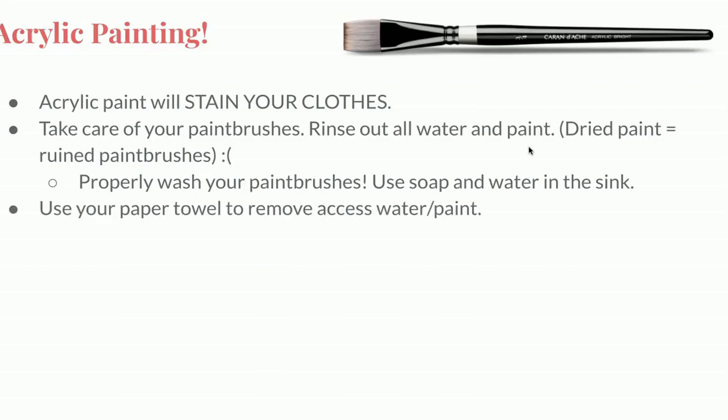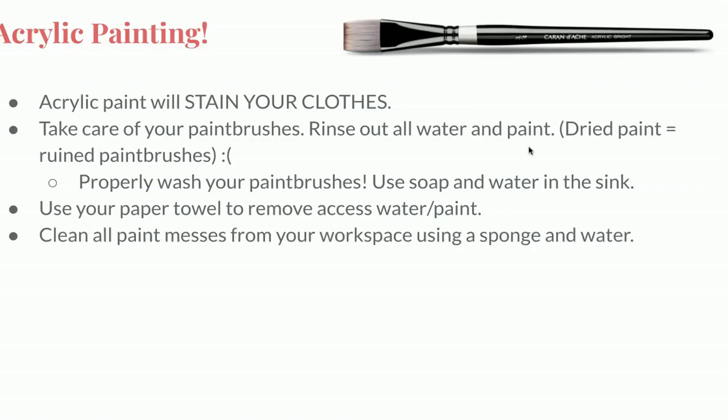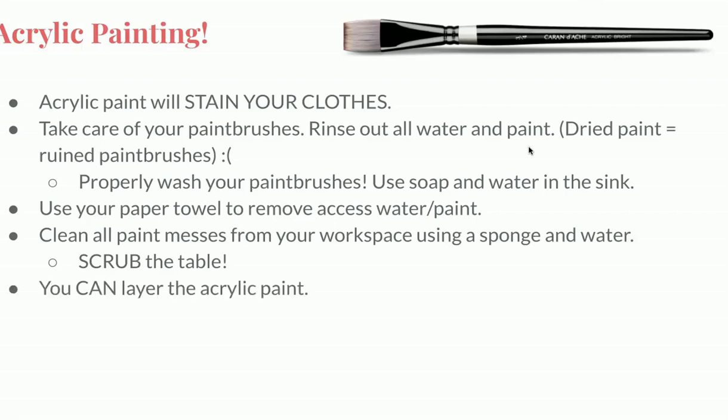You need to use your paper towel to remove excess water and paint, because if your paintbrushes have a lot of water, it tends to thin down the paint, and we really don't want to do that. You need to clean up all paint messes from your workspace using a sponge and water. I know we don't like cleaning up. It's annoying, but you helped create a mess. You need to help clean it up. So you actually need to scrub the table, and I'll show you how to do that.